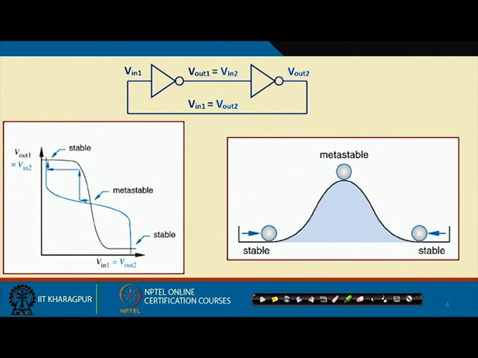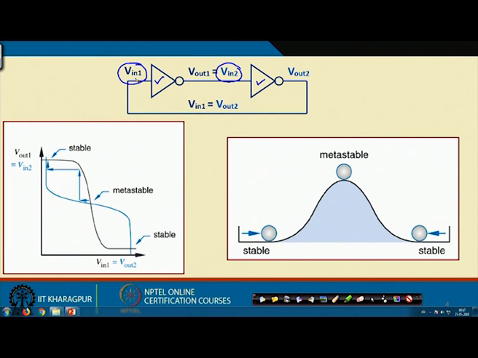Let us look into this cross coupled inverter once more in a little more detail. In the diagram on top we are showing these two NOT gates which are connected in a chain like this. The input is V in 1, the output of this gate is V out 1, which is applied as the input to the next gate, which we are calling V in 2, and the output of this gate, V out 2, is again fed back here and is applied as V in 1.